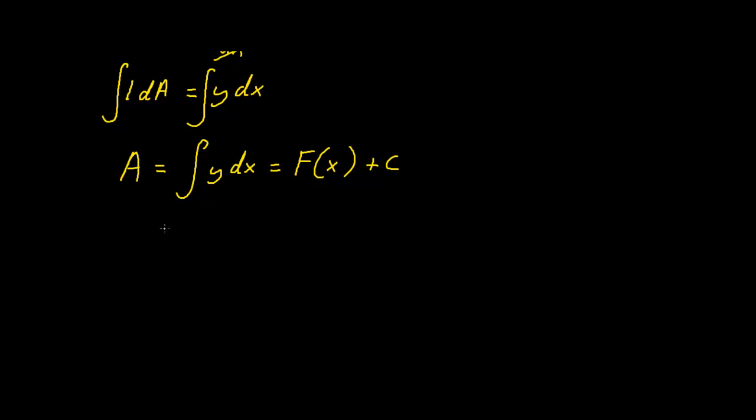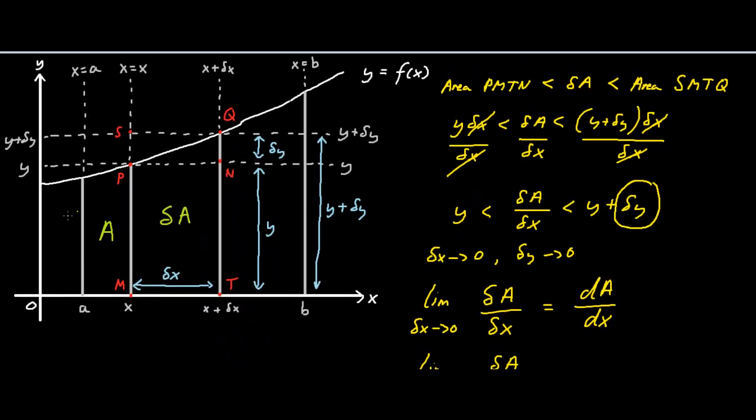Now, from here, what we have to write is area equals function of x plus a constant. Looking at the diagram over here, at x equals a, the area is 0, because on this line no area exists. So remember, this a here is this A here. It's this section underneath the curve. So when x equals a, this area is 0.